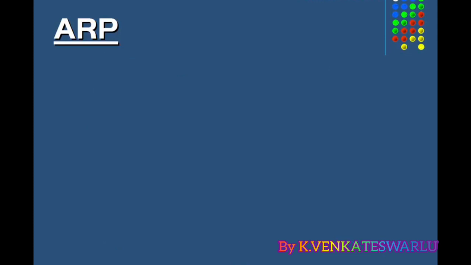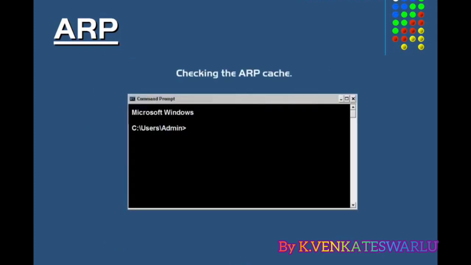In fact, we can check this ourselves at a Windows command prompt by using the ARP utility and by typing arp -a. And as you can see in the output, it has no entries at all. The ARP cache is empty.